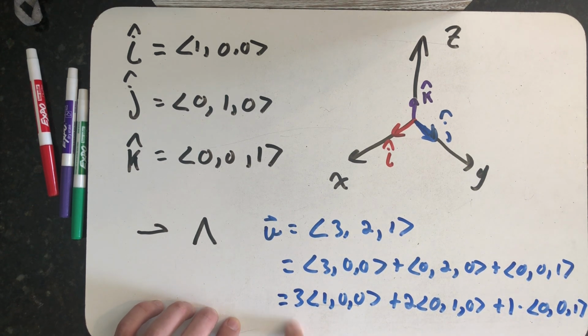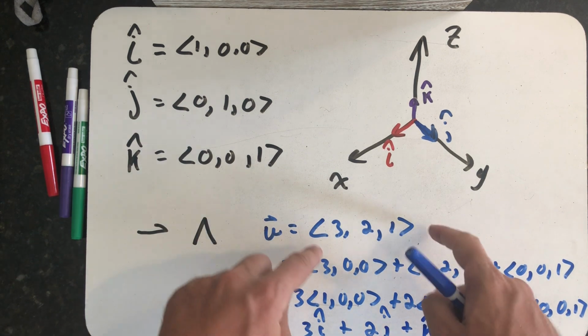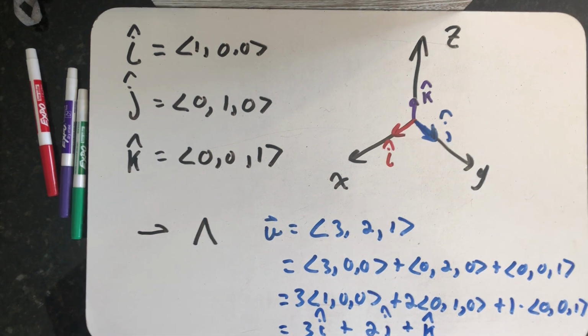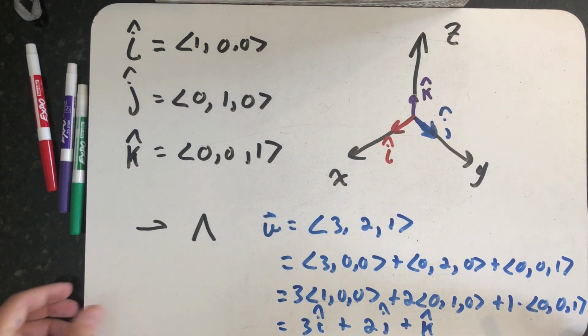And what I see now is that this is 3 times the vector i plus 2 times the vector j plus 1 times the vector k. That the vector 3, 2, 1 is the same as 3i plus 2j plus k, giving me another way of writing down the component form of a vector.